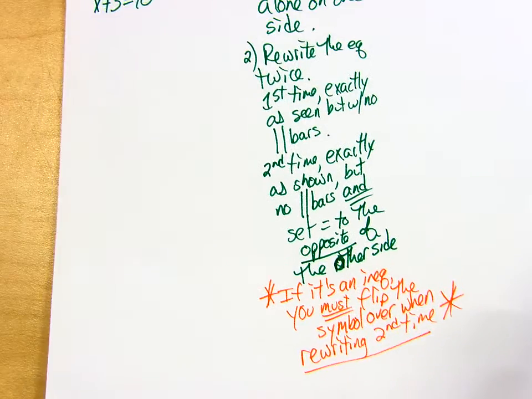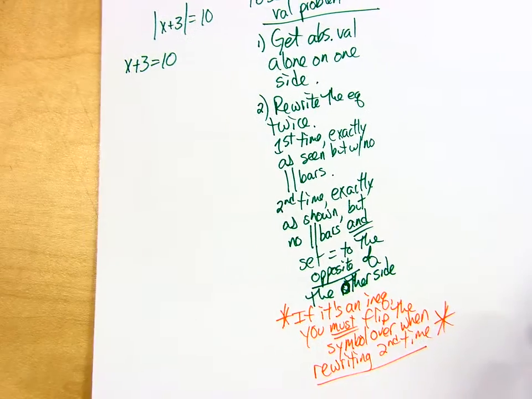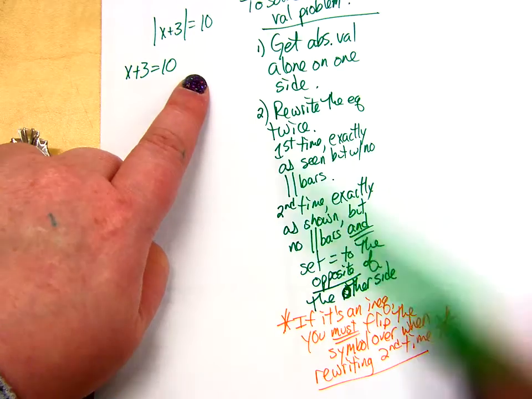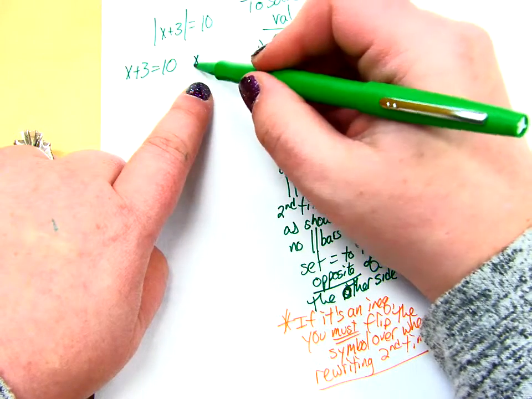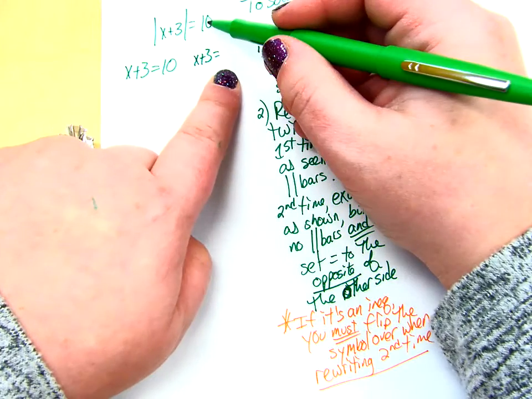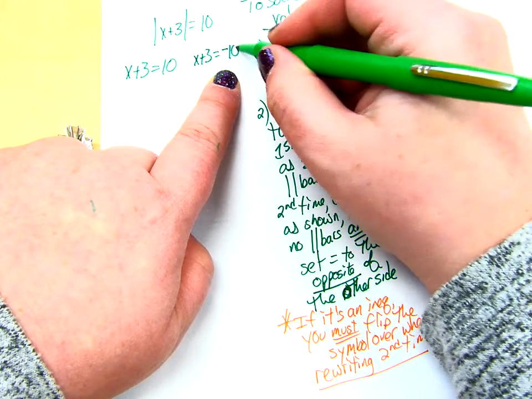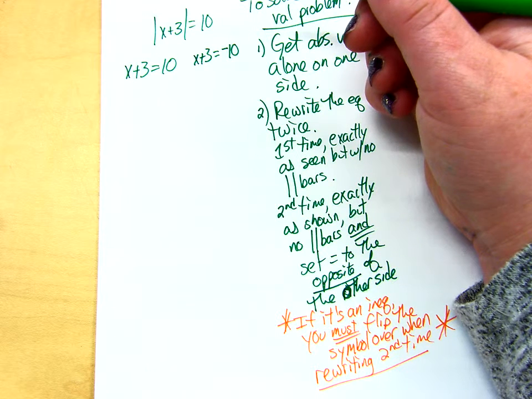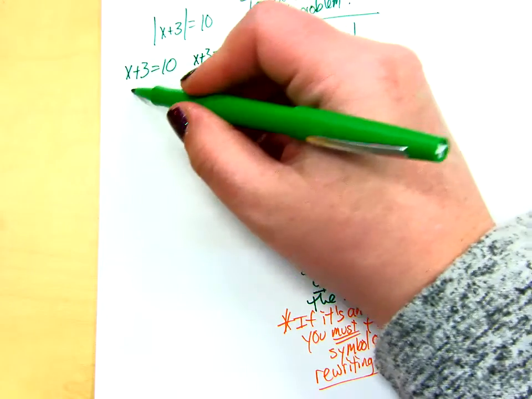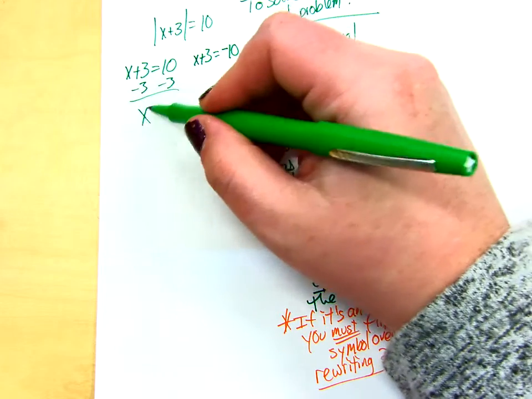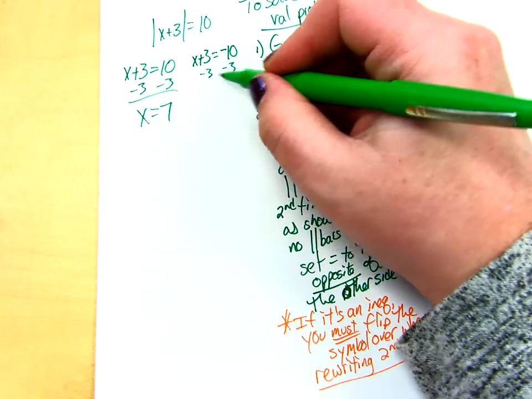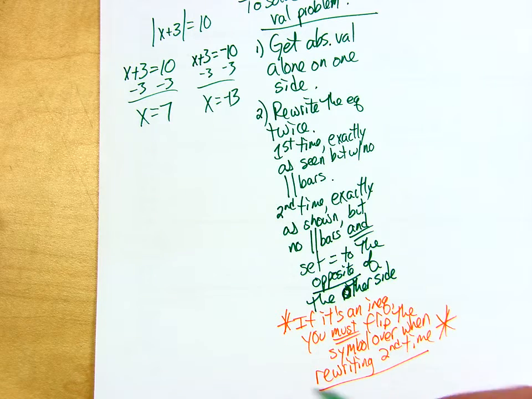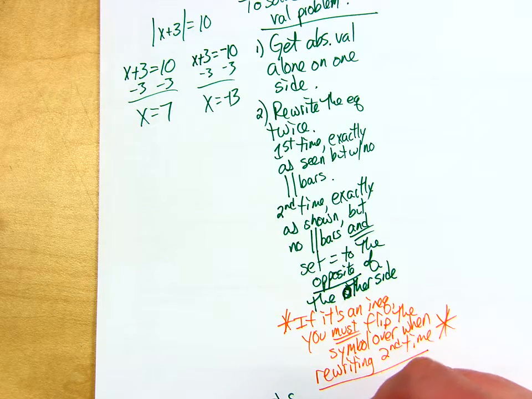So let's see if I can just zoom out and get back up to my equation at the same time. All right, so now I'm ready to finally do this the second time. So I'm going to write x plus 3, no bars, but now I set it equal to the opposite of this side, so negative 10. And now you just solve each equation. And there are my two answers. So step 3 is just solve each.